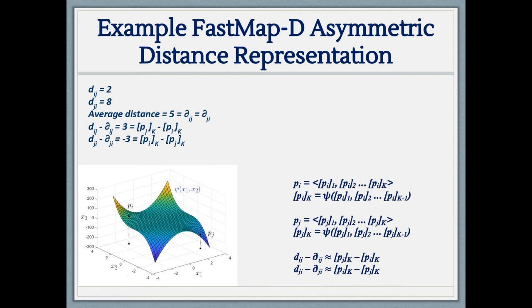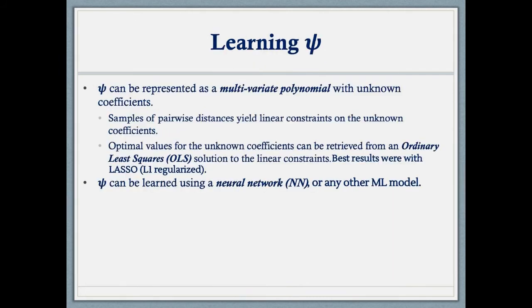In the opposite direction, from i to j, the difference in the kth coordinate would be -3, which when added to the average distance gives us 2. And that is how we can account for the asymmetric distances. We embed the average distance and account for the difference with a potential field function.